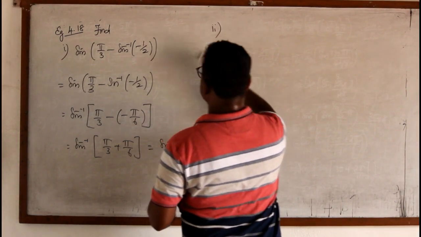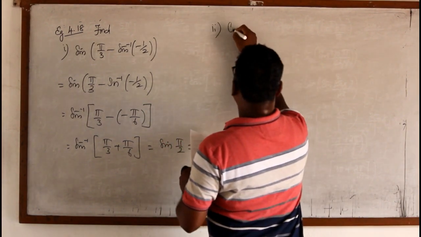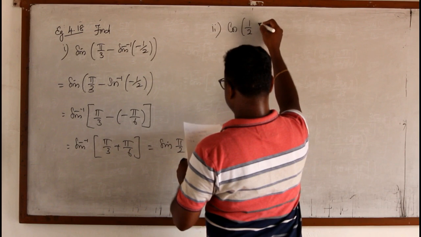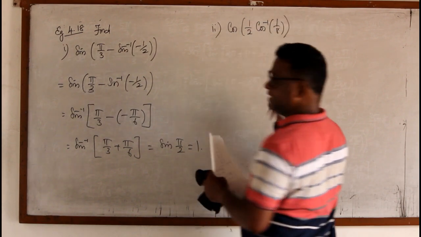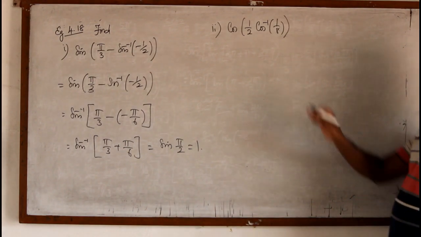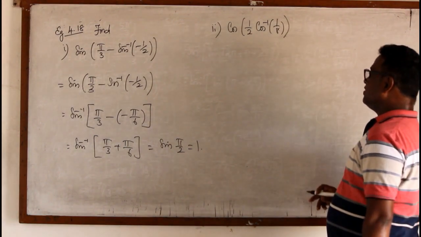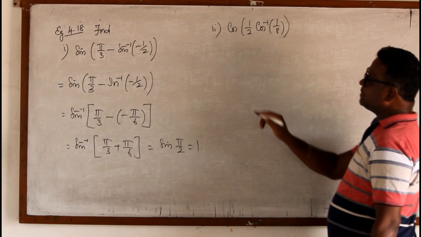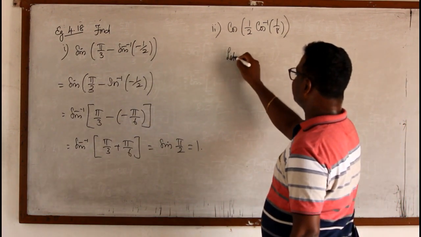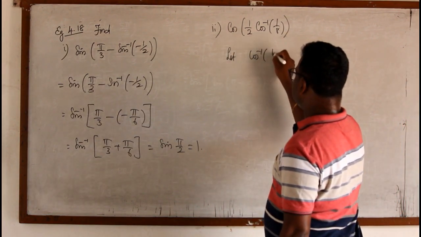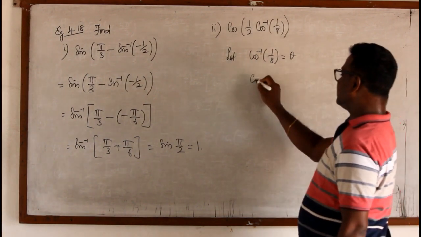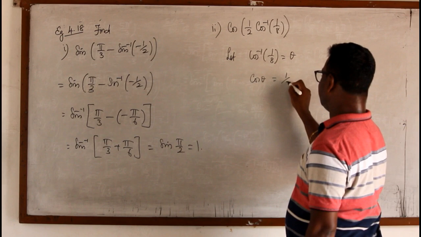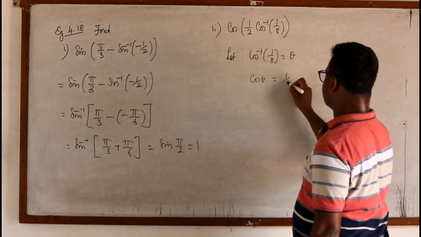Second problem in the same example. Cos of 1 by 2 cos inverse of 1 by 8. We don't know the value of this cos inverse of 1 by 8, so let me take that one separately. Let cos inverse of 1 by 8 equal theta. That is, cos theta is 1 by 8.